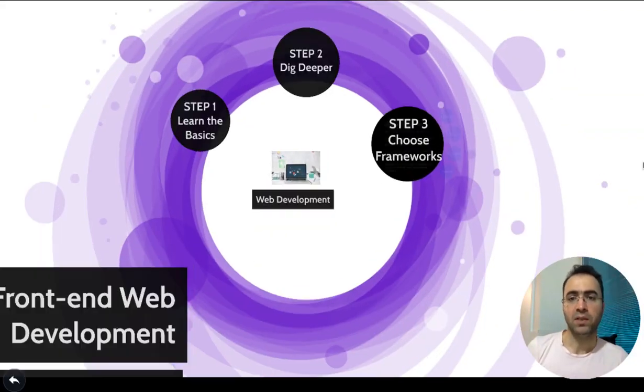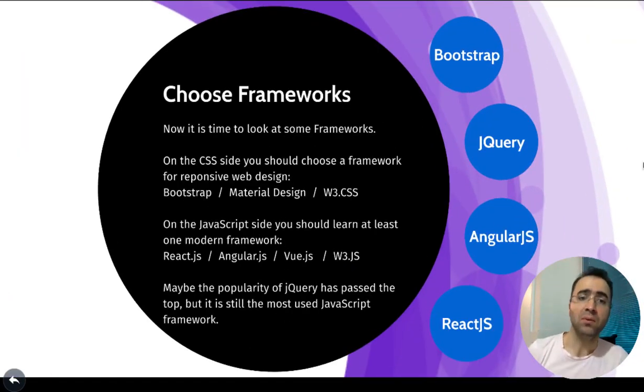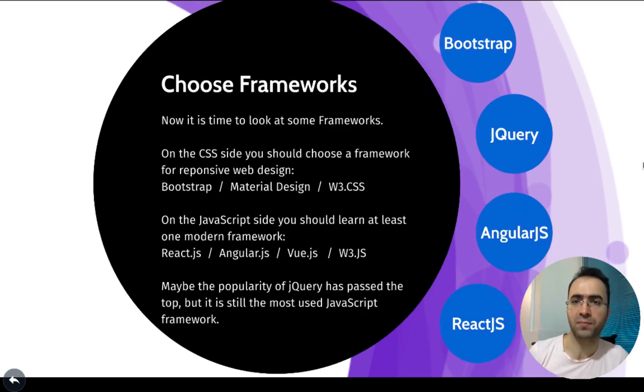Step 3, which is choosing a framework. Now it's time to look at some frameworks. On the CSS side, you should choose a framework for responsive web design, like Bootstrap. On the JavaScript side, you should learn at least one modern framework like jQuery, React, Angular, or Vue. Maybe the popularity of jQuery has passed its peak, but it's still the most used JavaScript framework.